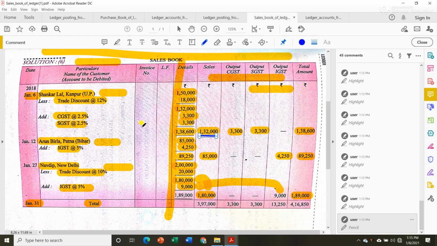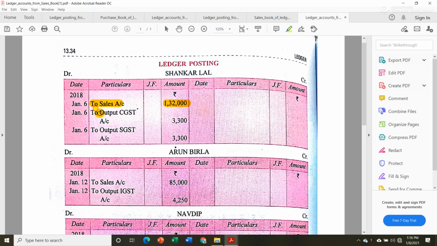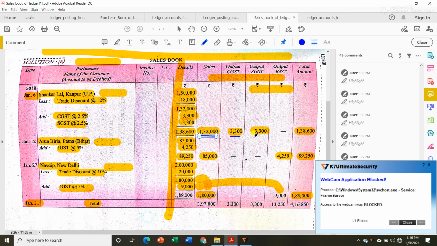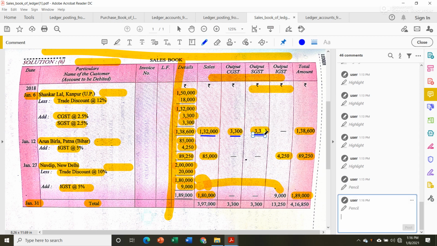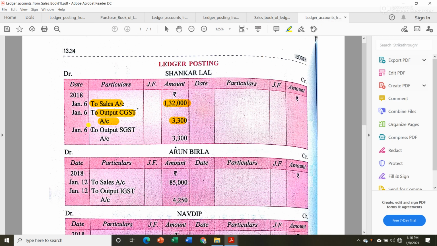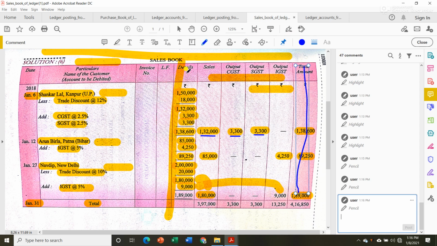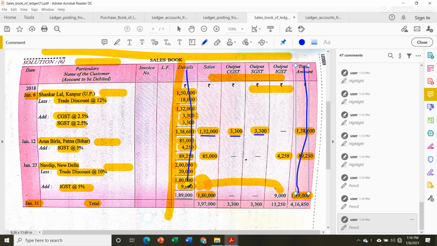Okay, then next amount is appearing in the output CGST column, and it is 3,300. So in ledger we will write 'To Output CGST Account' rupees 3,300. Then next amount is appearing in the output SGST column, so we will write 'To Output SGST Account' 3,300. Okay, now for Shankar Lal the posting is finished. We have to ignore this total amount. You don't look at this and this column while preparing ledger accounts.